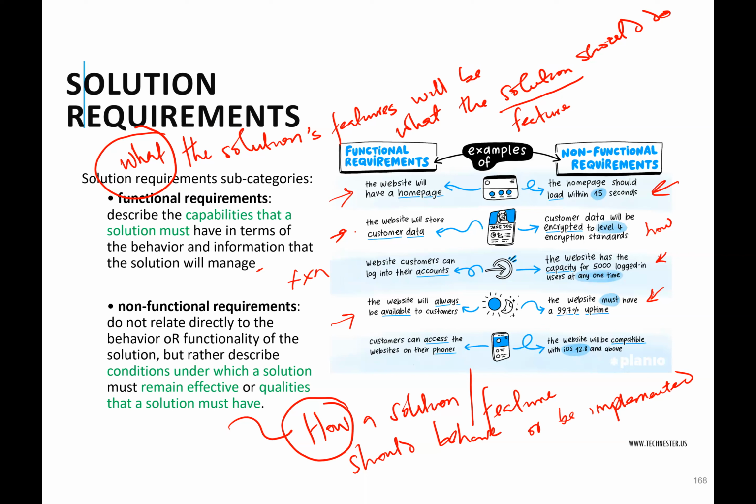So functional requirement: the home page should have a button, and when they click it, it should load this and that. Non-functional requirement: given that the user clicks the button, it should load within 5 seconds, right? So when an event occurs, this action should take place.